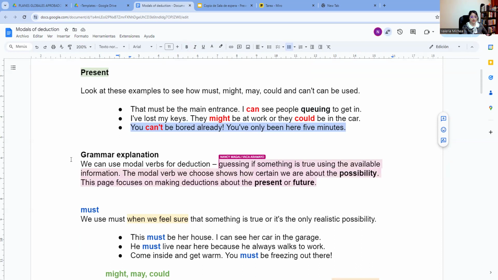We can use modal verbs for deduction, guessing if something is true, using the available information. The modal verb we choose shows how certain we are about the possibility. This page focuses on making deductions about the present or future.